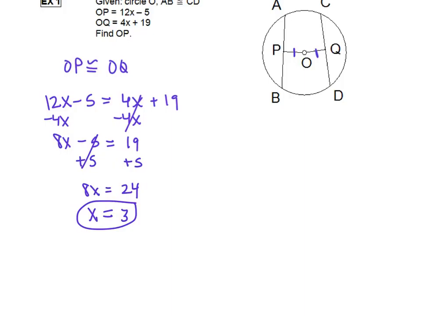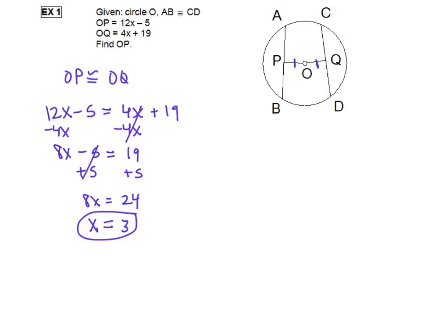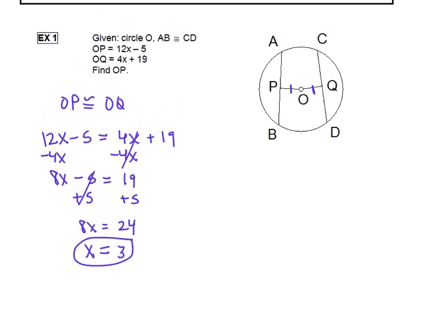So, when we do a lot of math, it's easy to think that we're done with the problem. So, we always need to go back and check what they actually asked us to find. In this case, they want us to find OP, which means we're not actually done. We know what x is, which allows us to find OP.